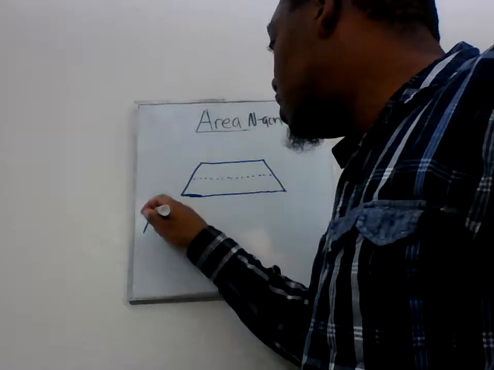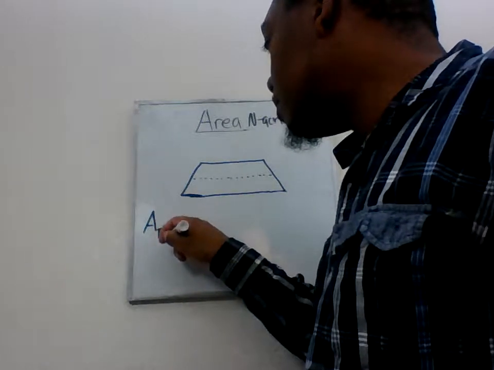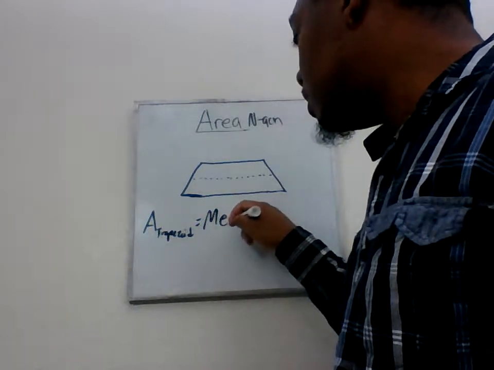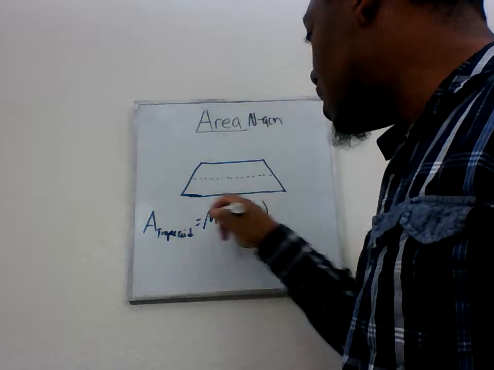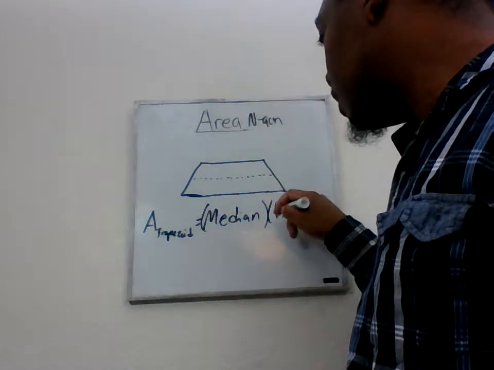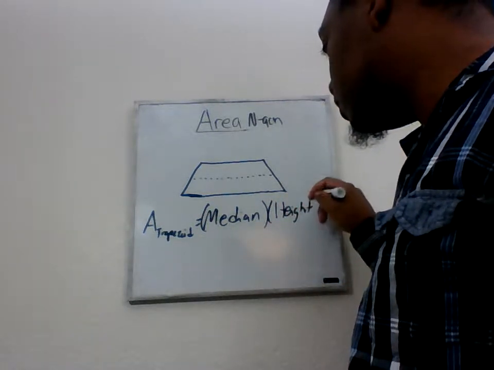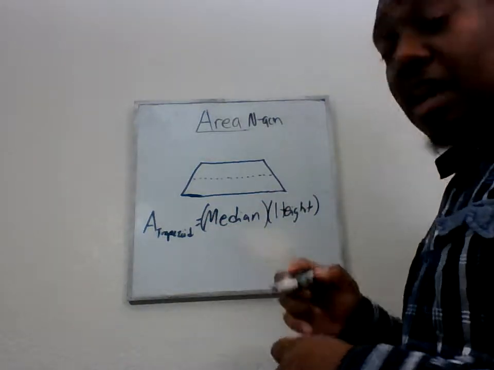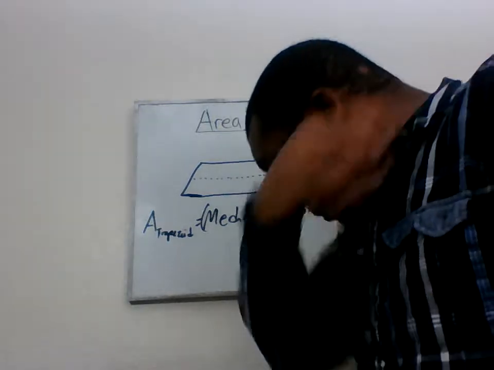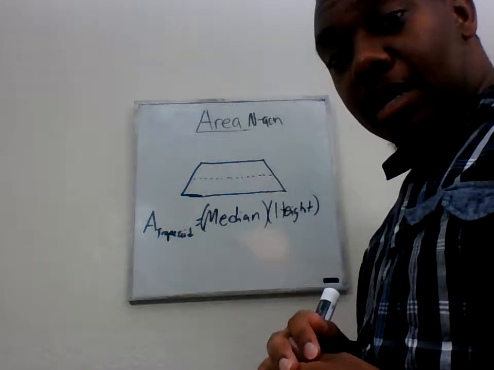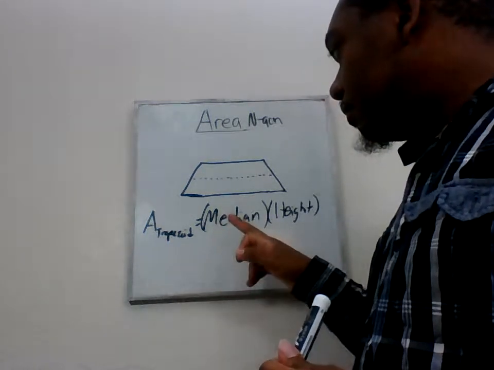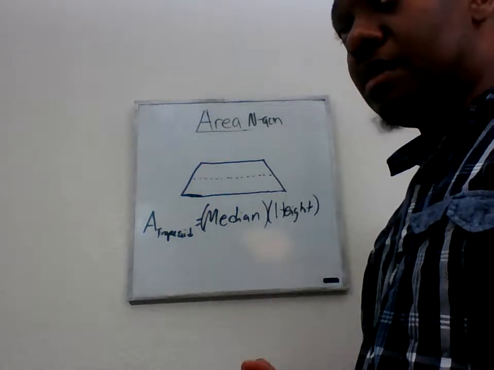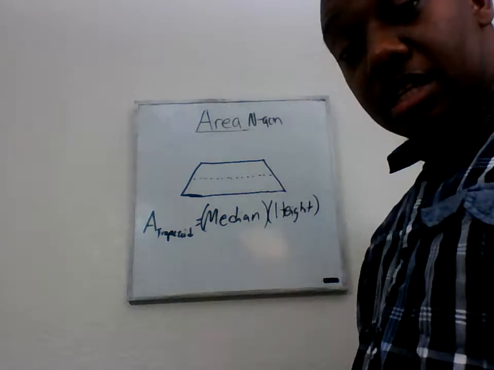So the area of a trapezoid is equal to the median times the height. Okay, so if you know the median and you know the height, you can find the area of the trapezoid. So this is why the median is very important, because it can tell us a lot of different things about a trapezoid. In this case, it can tell us the area.